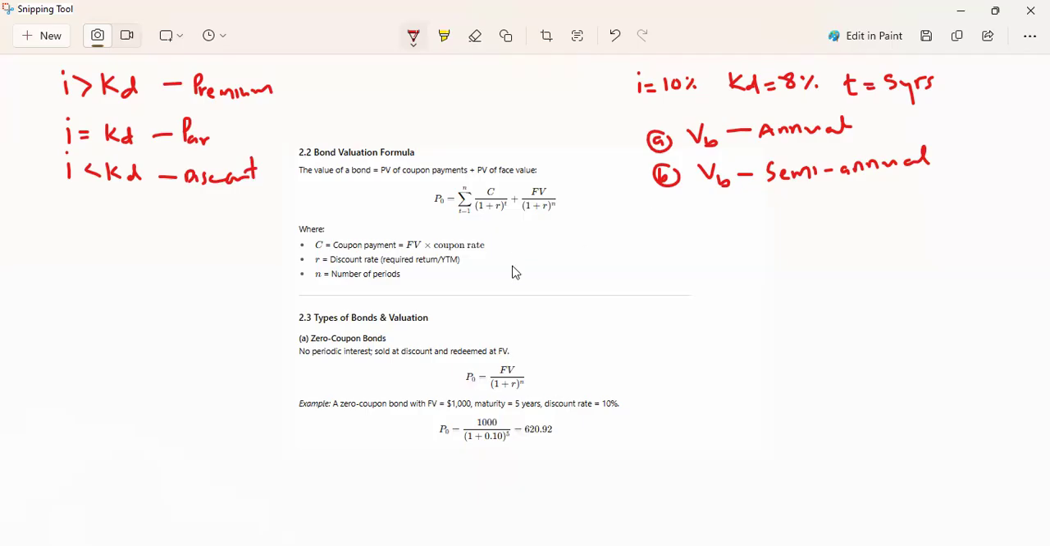Okay, so who remembers the formula for the value of the bond? Value of the bond is what? Capital I times the present value annuity factor, plus the face value times the present value interest factor. So suppose we're given the face value, which is what? 1,000.